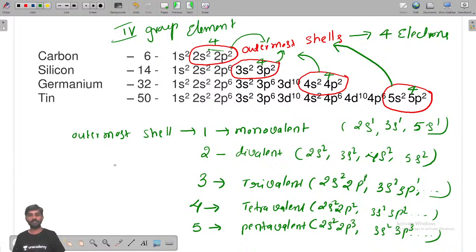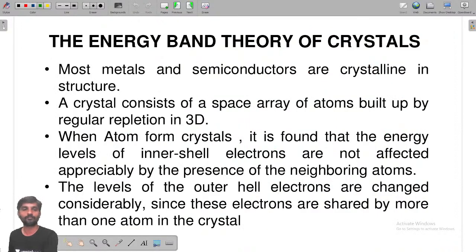Pentavalent is for 5, yes, correct. What you are saying is correct. So these are called 4th group elements, right? Only the outermost shells are not filled, and they have 4 electrons in their outermost shell. Okay, clear? Pentavalent 5, correct, Krishnaveni. Okay, now we'll move on.